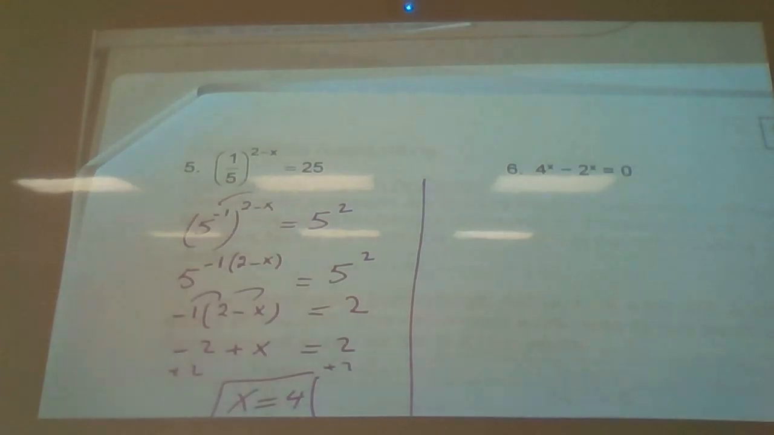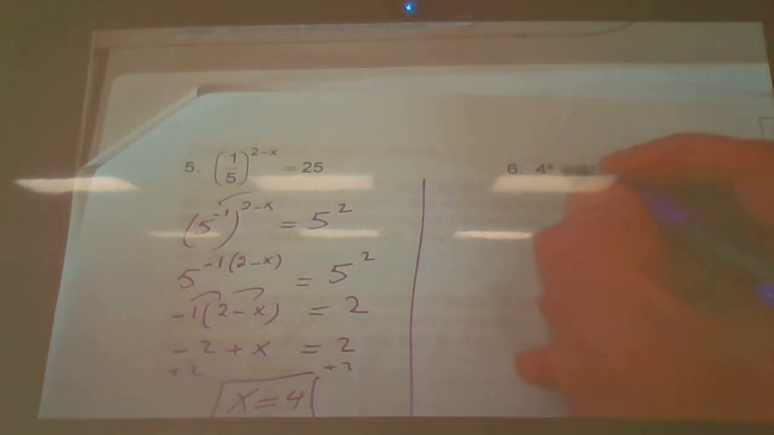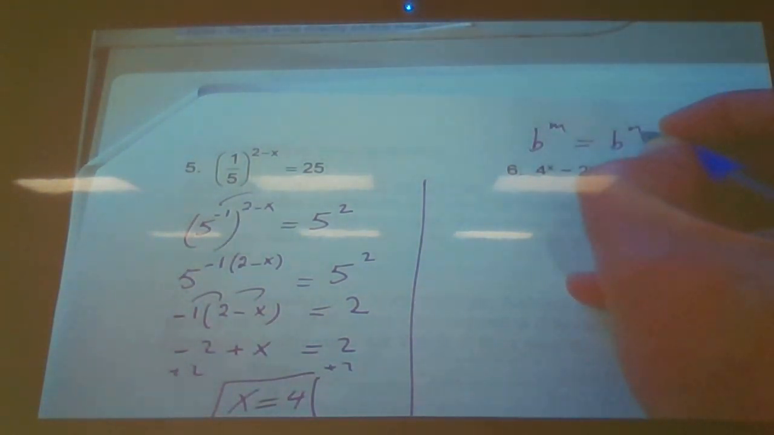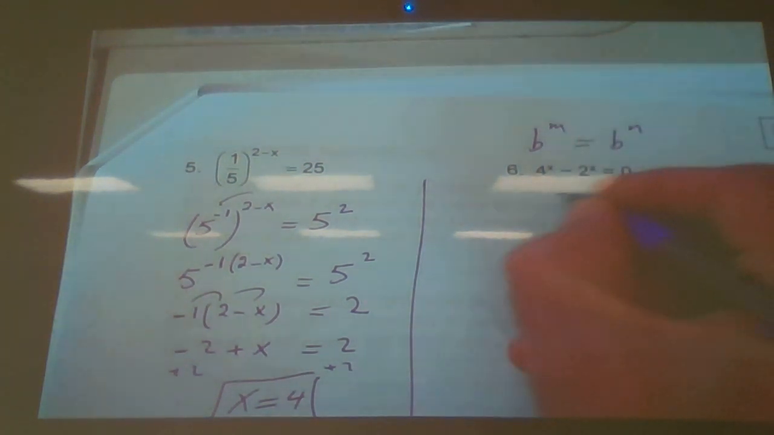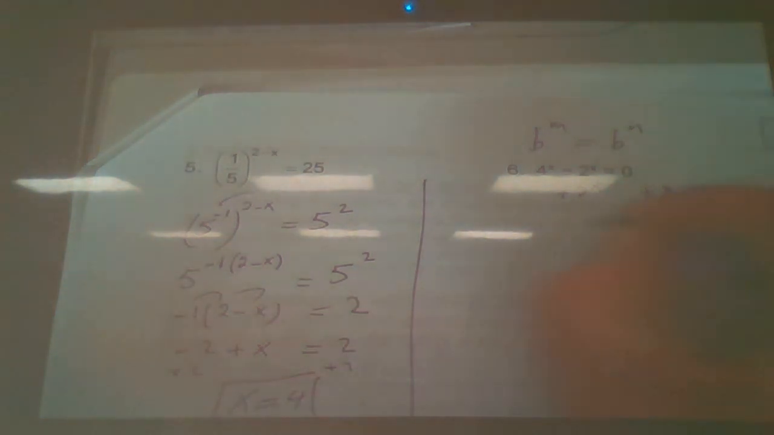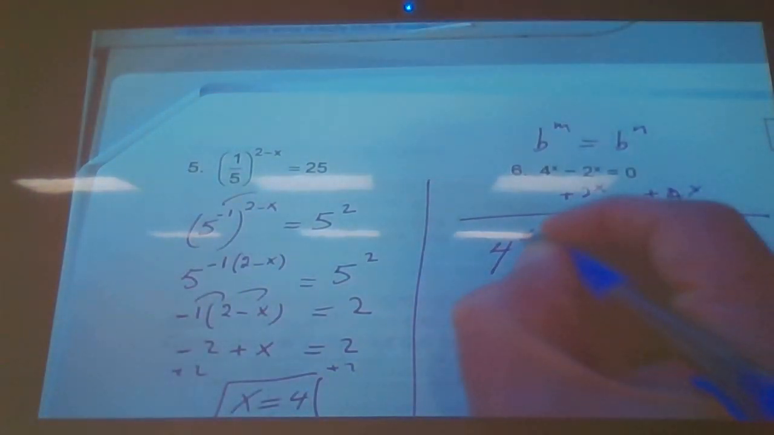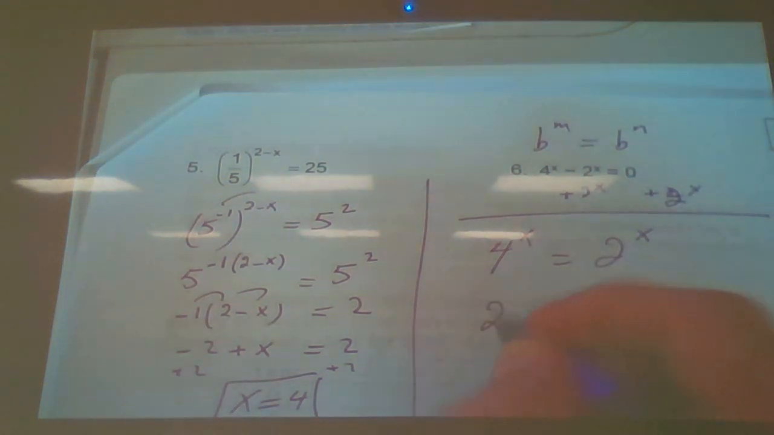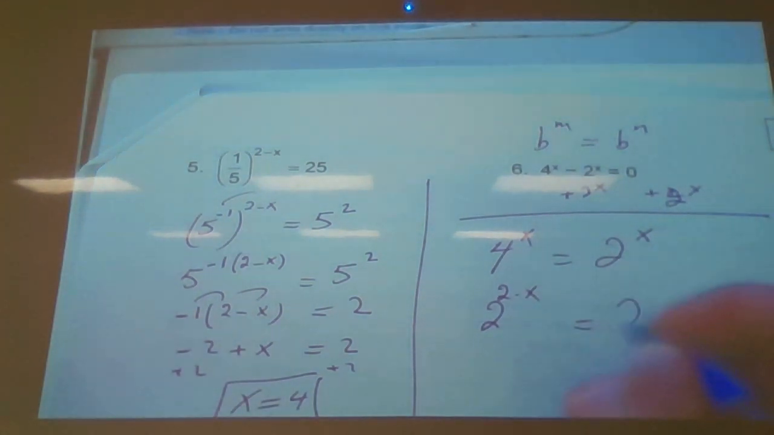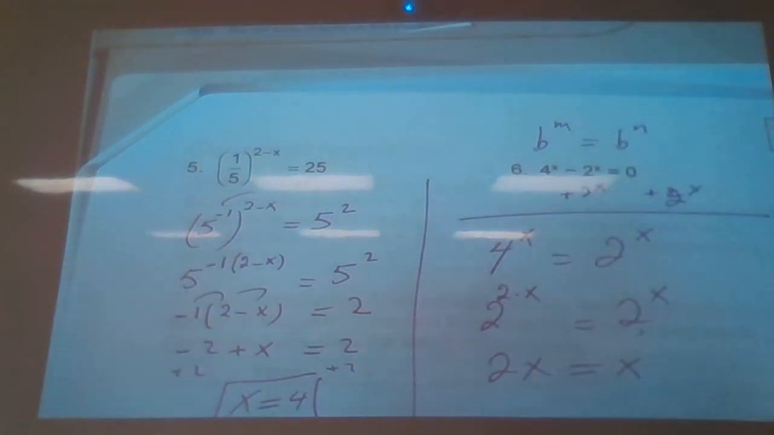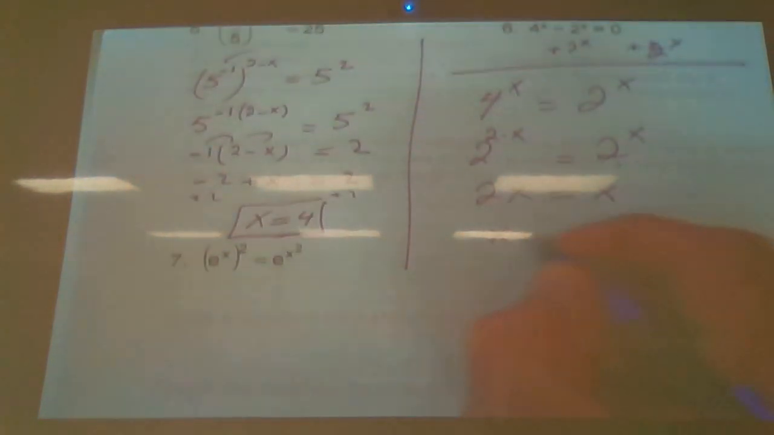Look at number 6, 4 to the x minus 2 to the x equals 0. So remember, it's b to the m equal b to the n. So I need something on both sides. So before you start, take this 2 to the x to the other side. So now I have 4 to the x is equal to 2 to the x. Change the 4 into a base 2. And now you fixed it, same base, equal sign. 2x is equal to x. That's going to give you x is equal to 0.